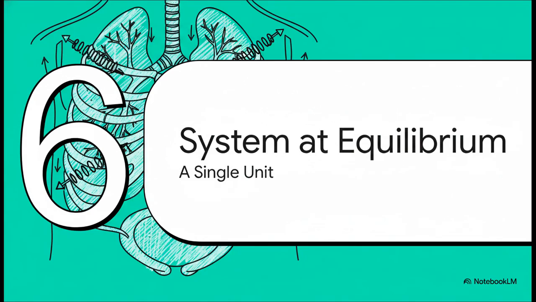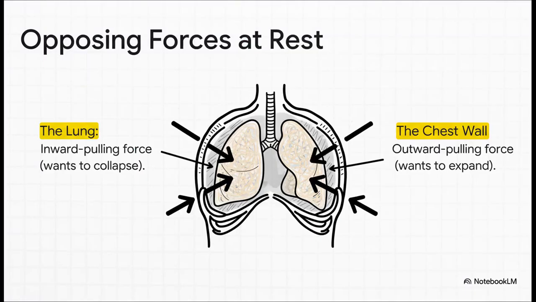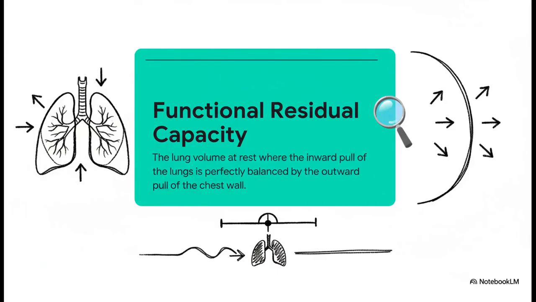Okay, for our last piece of the puzzle, let's zoom out. The lungs don't exist in a vacuum, right? They're inside the chest cavity. So to really understand the system's natural resting state, we have to look at the lung and the chest wall as one single unit. And it all comes back to that tug-of-war we talked about. You have these two opposing forces constantly at play. The lungs, with their elastic recoil, are always trying to pull inward, but the chest wall has its own natural springiness, and it wants to expand outward. And the exact point where those two forces perfectly balance each other out, that's the system's equilibrium point.